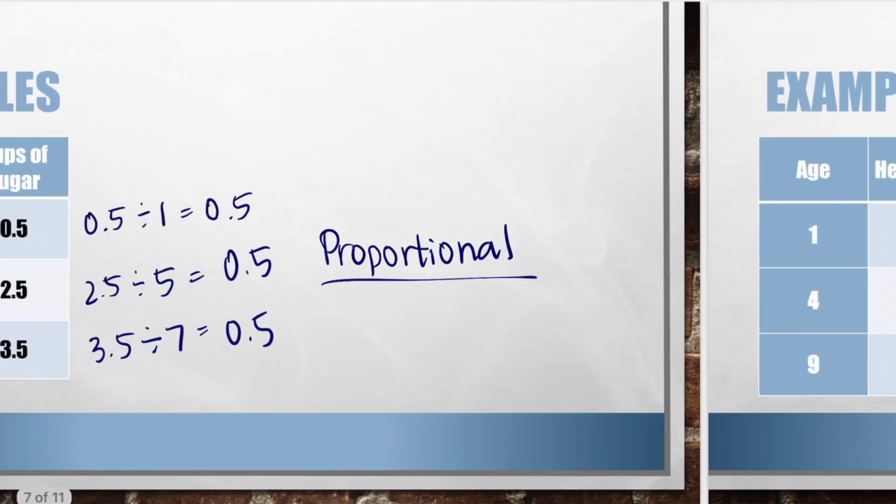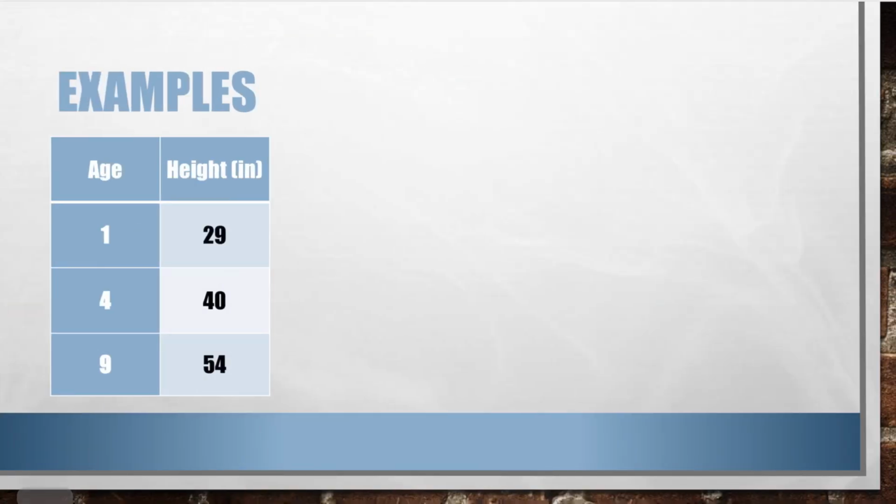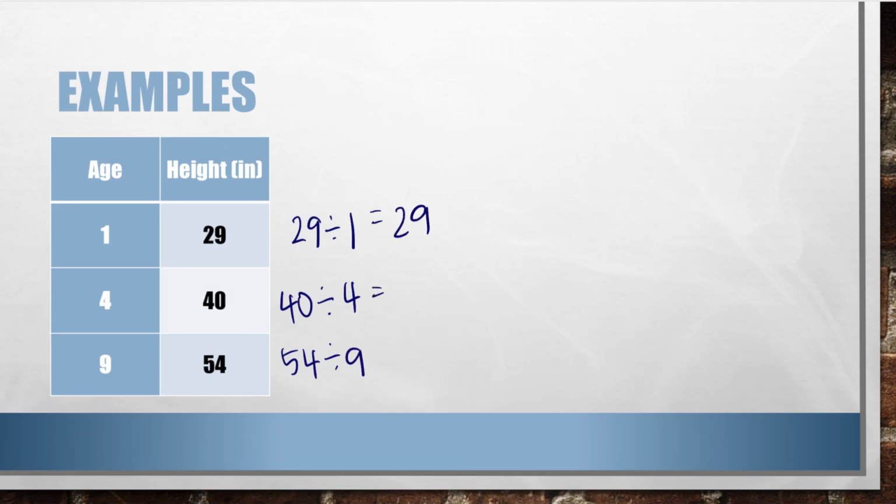All right, let's do one more. Let's say age and height. You can probably guess that this one is not going to be proportional because when you're growing at 6 years old versus when you're growing at like 12, or you're hitting puberty, you just shoot up like a beanstalk, right? So let's see, we have 29 divided by 1, 40 divided by 4, and 54 divided by 9. So this is 29, this is 10, and this is 6. It's obviously not proportional because they do not maintain the same ratio.